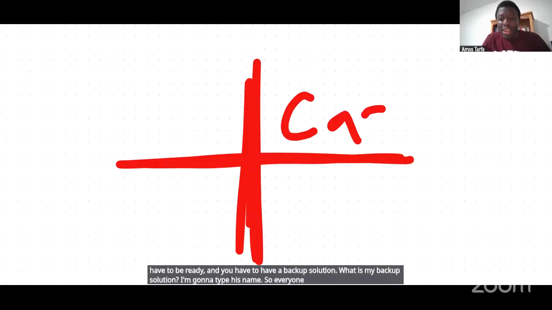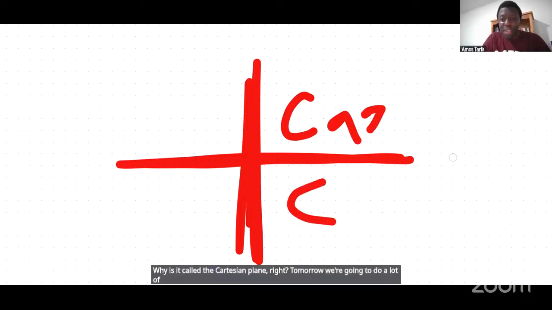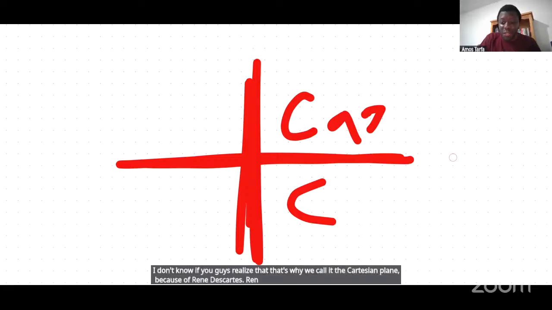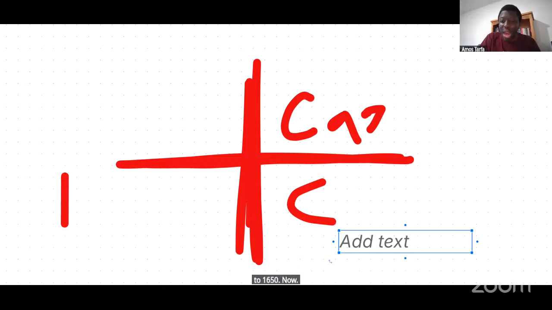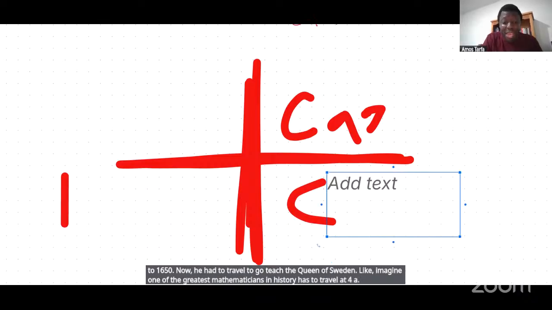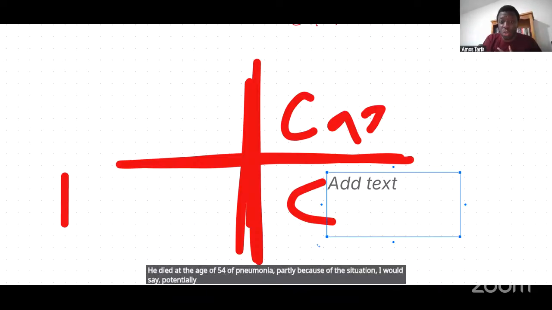So everyone, René Descartes. Why is it called the Cartesian plane, right? Tomorrow we're going to do a lot of problems on graphing because René Descartes is behind it. I don't know if you guys realize that that's why we call it the Cartesian plane, because of René Descartes. René Descartes lived from 1596 to 1650. Now, he had to travel to go teach the Queen of Sweden. Imagine, one of the greatest mathematicians in history has to travel at 4 a.m. or 5 a.m. to go teach the Queen. He died at the age of 54 of pneumonia. Partly because of the situation, I would say, potentially, traveling in the cold in Sweden, that could be tough.